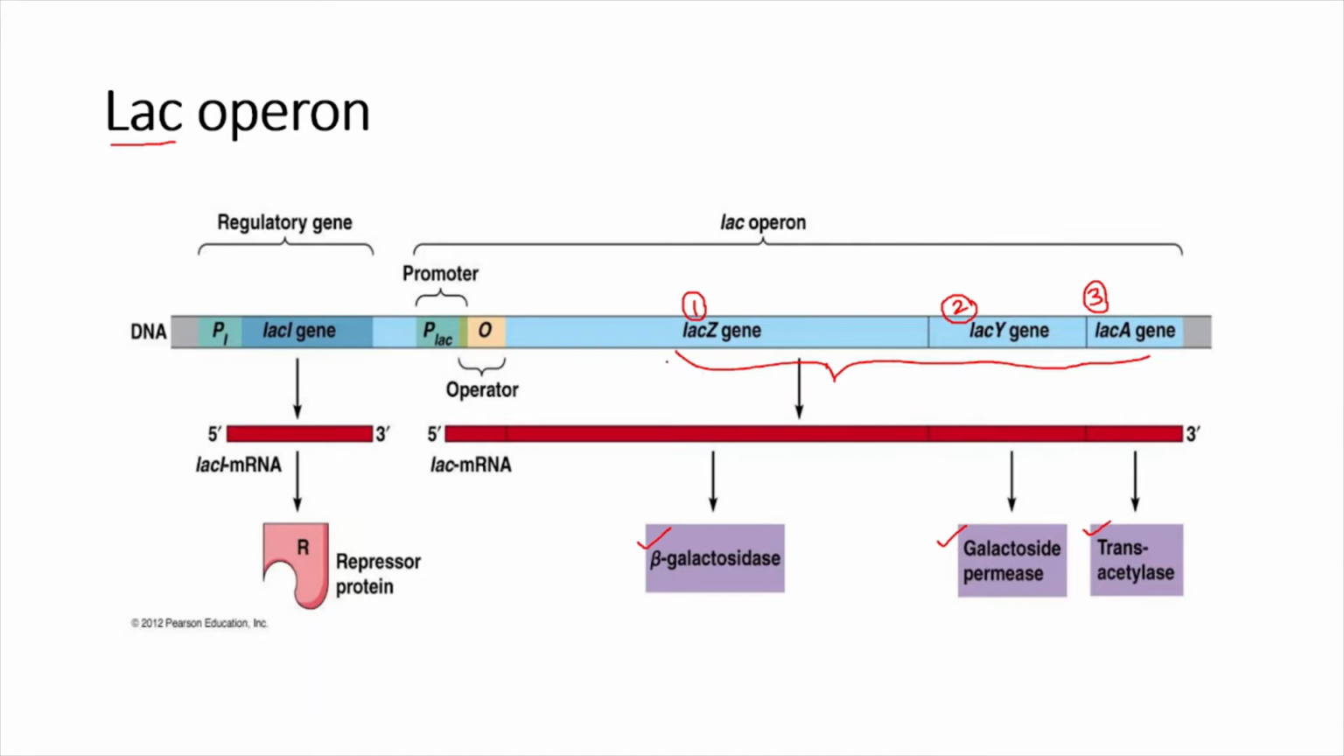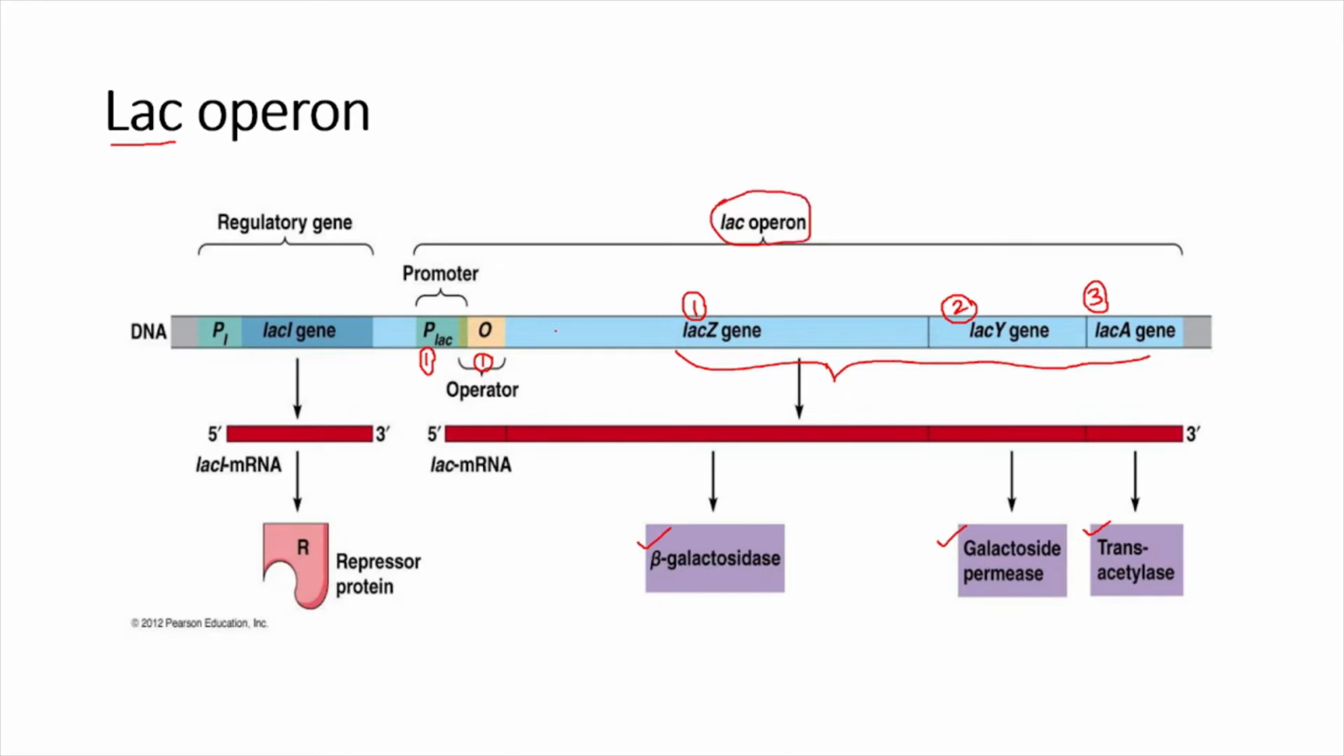Now apart from these three structural genes, a few base pairs upstream, we have an operator for the Lac Operon. Then we have a promoter for the Lac Operon where the RNA polymerase binds to initiate transcription. So together, the promoter, operator and the set of structural genes constitute the Lac Operon.